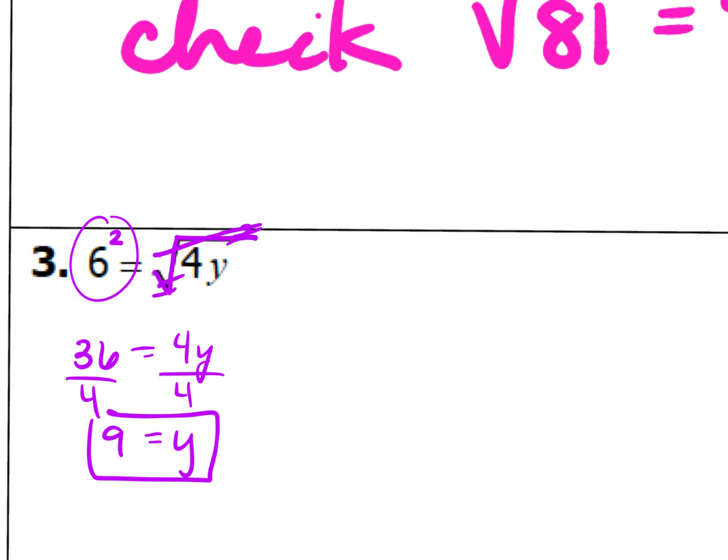Good? If you plug that back in, 6 would have to equal the square root of 4 times 9. So the square root of 36 is 6. That checks out.